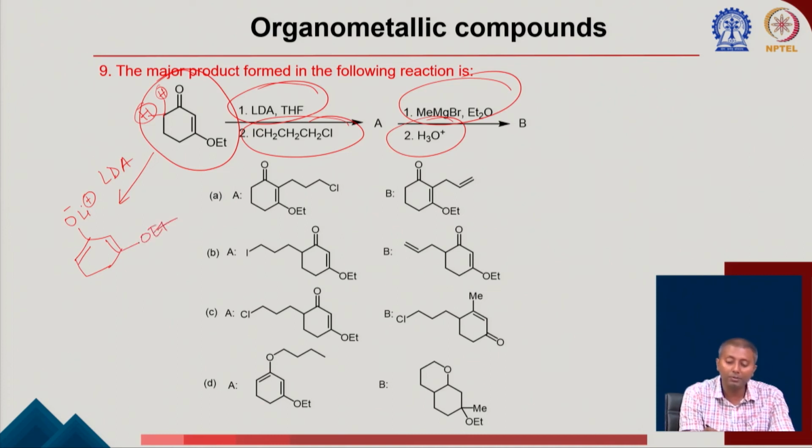Okay, now you treat with ICH2CH2Cl. So of course an alkylation is going to take place. If you write CH2I and then CH2CH2CH2Cl, 1, 2, 3, 4, there are only 3. So this is a Cl here, so this is going to come back and go for an SN2 reaction.